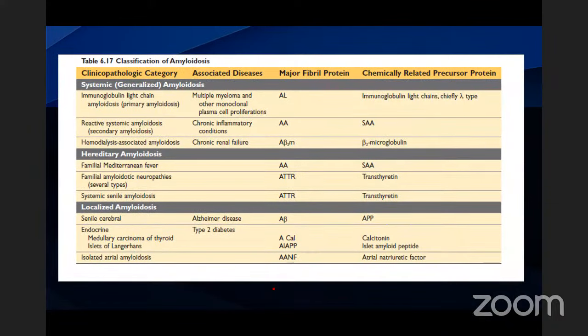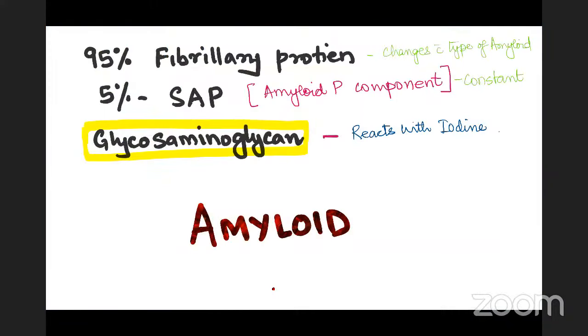So this is the chart which everybody should remember. Now some questions on amyloid which can be asked. Remember, everybody, the typical point here is that amyloid is made up of 95% fibrillary protein, which changes with the type of amyloid. However, 5% is serum amyloid P component, which is constant. It doesn't change. Glycosaminoglycan reacts with iodine. So that's the composition of amyloid, which everybody should be super clear about.